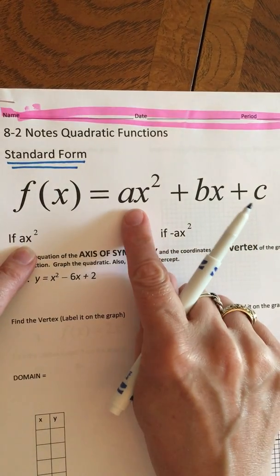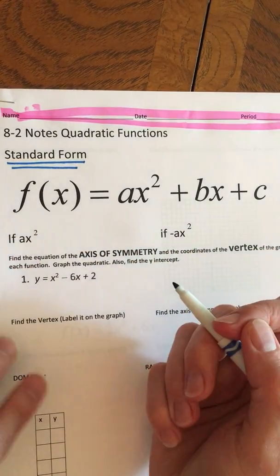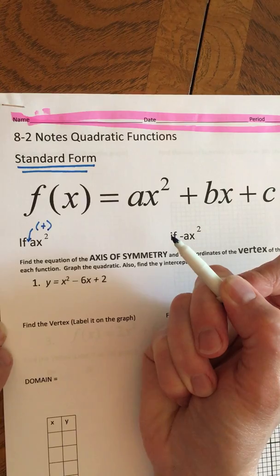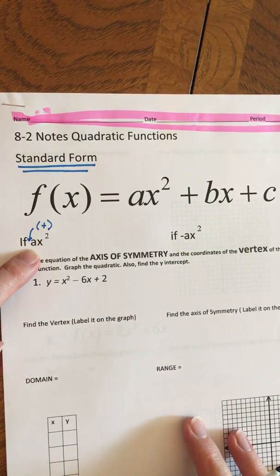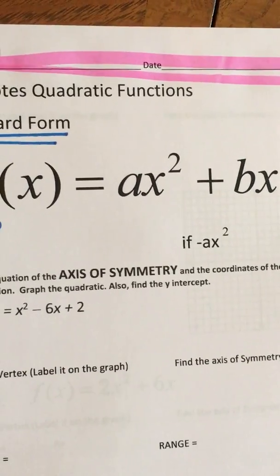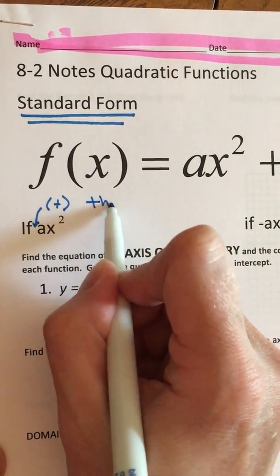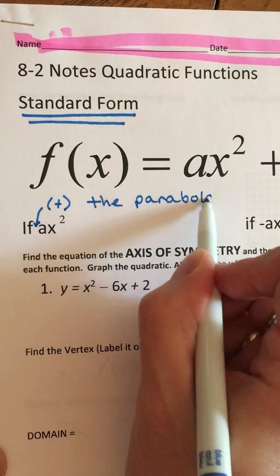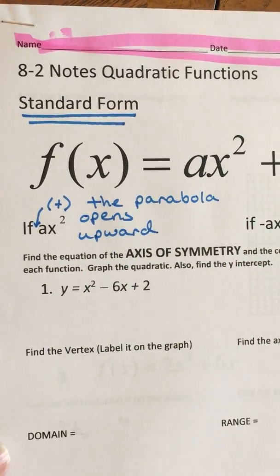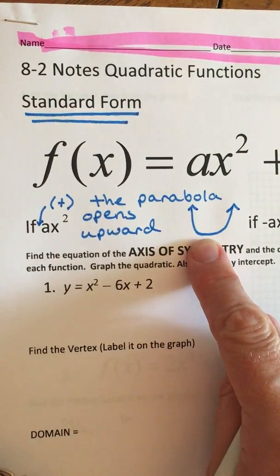So if we find that this first term, ax squared, is positive, whatever number is in front of x squared is positive, then our parabola is going to open upward. That is going to look like a U. Or you can say it's a positive day, so I smile. Ta-da!